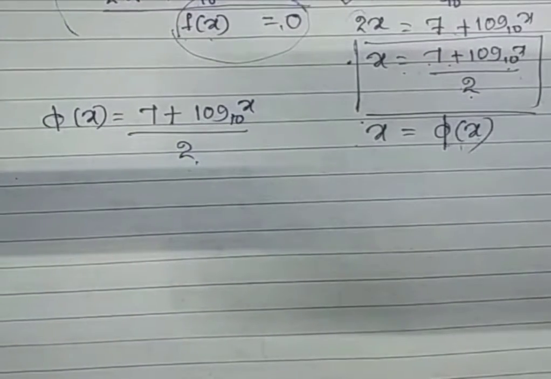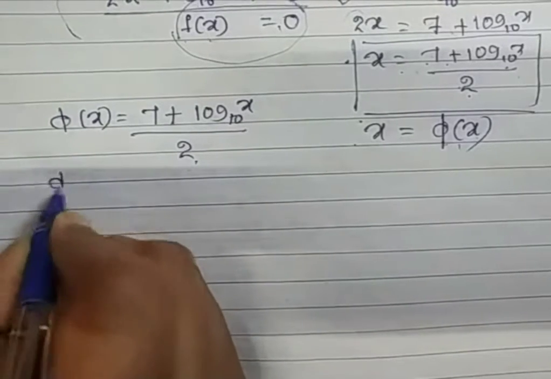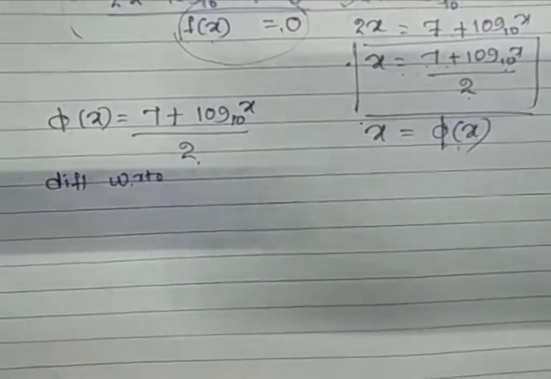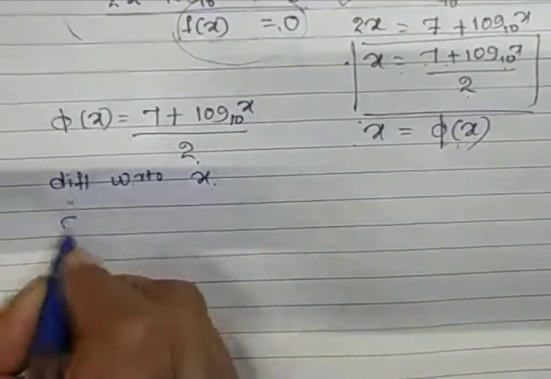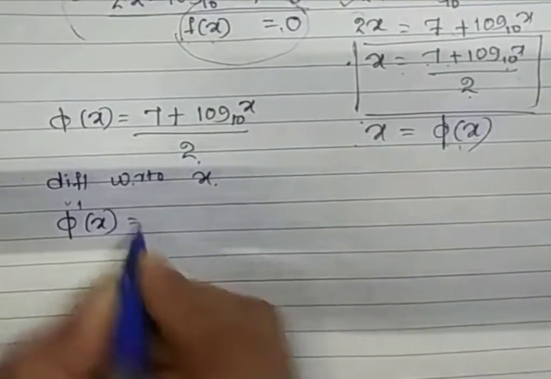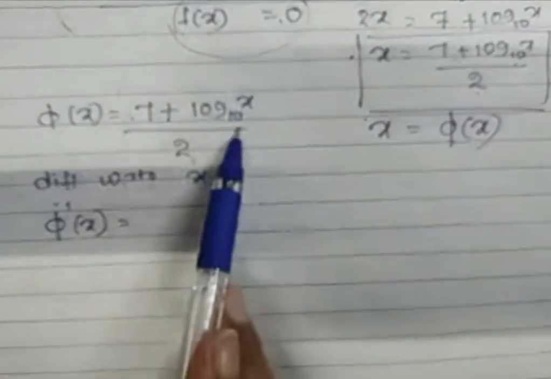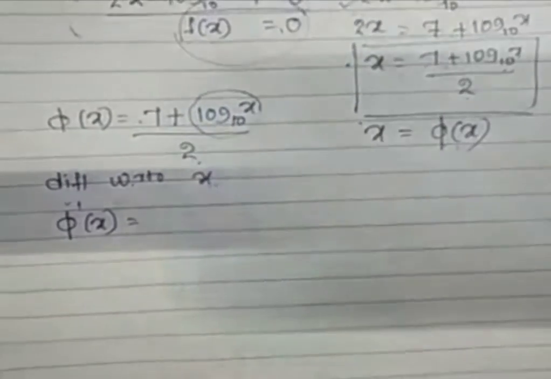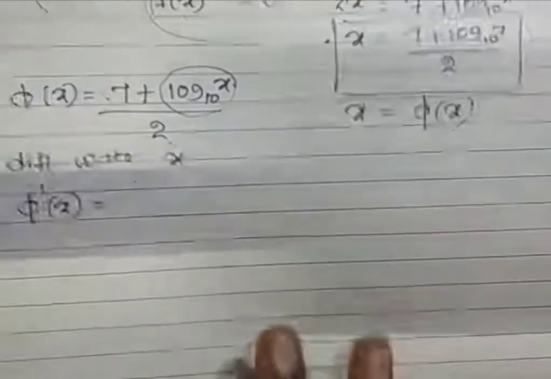So this is phi of x and its differentiation, that is the derivative, we have to consider. Differentiate this one with respect to x, then we'll get here phi dash of x. Now, what is the derivative of this 7 plus log x to the base 10 divided by 2? Before that, we need to simplify this log x to the base 10. So, how do we need to simplify this log x to the base 10? Observe here.